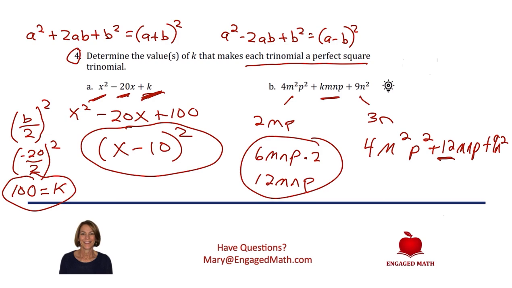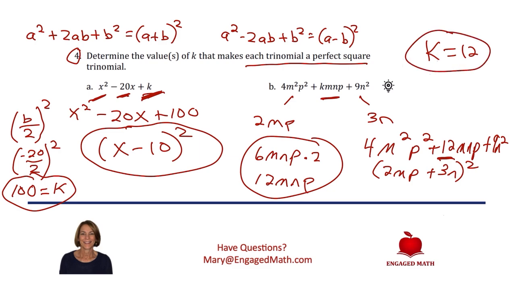And if k is 12, look how nicely that's going to work, because now we can see that this factors as 2mp plus 3n, the quantity squared. And it's now a perfect square trinomial, because if you multiply this out, I would guarantee you'll get the first term, the last term, and then the middle term of 12mnp when you combine your two middle terms. Okay, but here is the thing. Even though we know that k is 12, that's an answer, we have it.